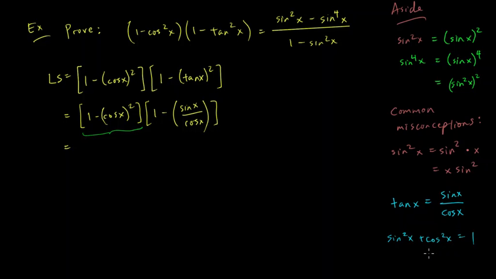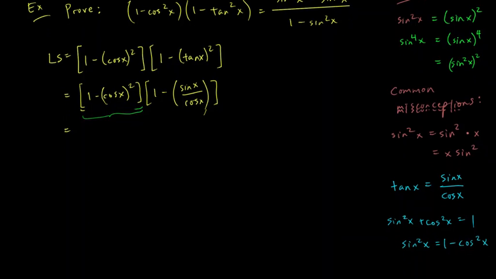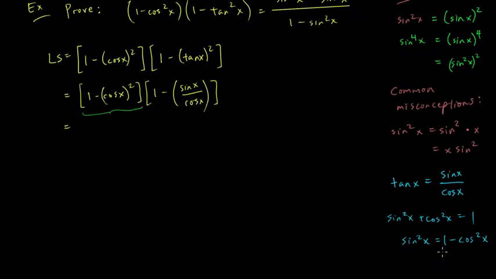So, what do we have here? Sine squared x equals 1 minus cos squared x. And look, here's a 1 minus cos squared x. Now we can get rid of this. This whole thing is 1 minus cos squared x. So I'm going to write that right here. This is actually sine squared x, or sine x squared, that times 1 minus sine x over cos x.